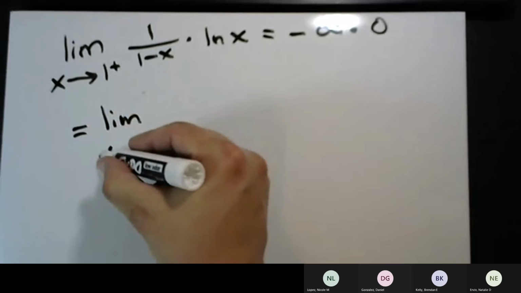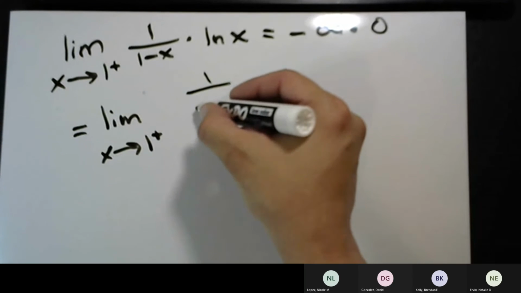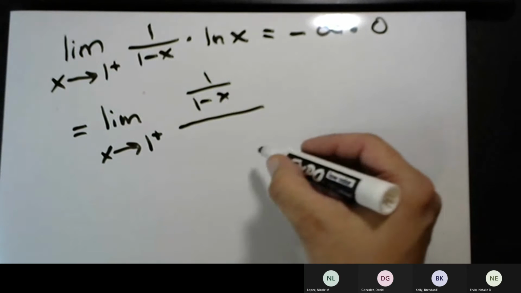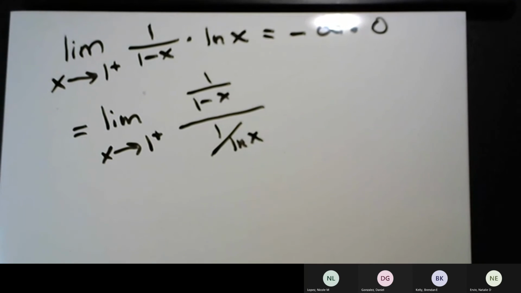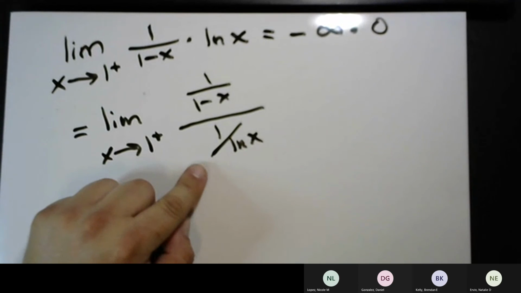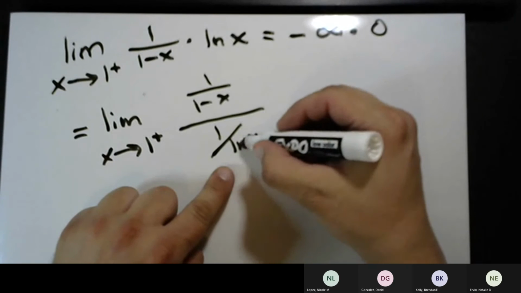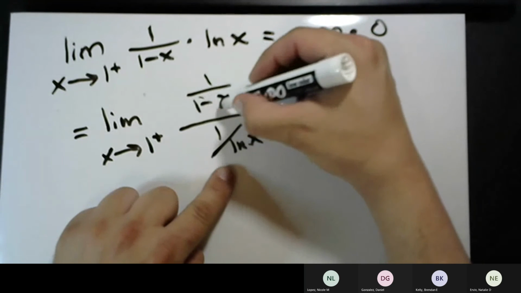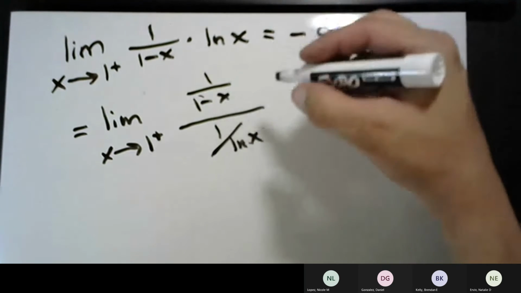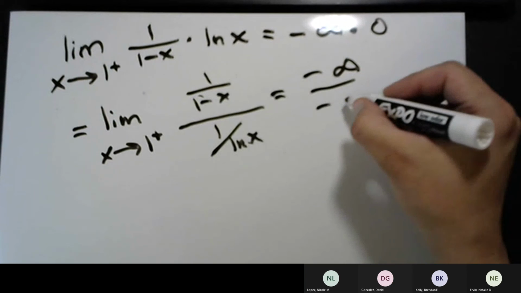So the limit as x goes to 1 plus. And now we can rewrite this. We can call this, let's say, 1 over 1 minus x divided by 1 over the natural log of x. There we go. Now we're doing good. So this is going to 0, and 1 divided by 0 is infinity. This here is going to 1, so the denominator is going to 0, and 1 divided by 0 is infinity. So this is going to give us an indeterminate form.